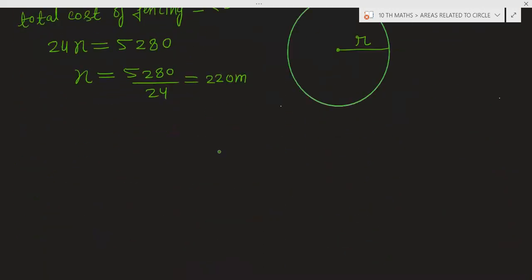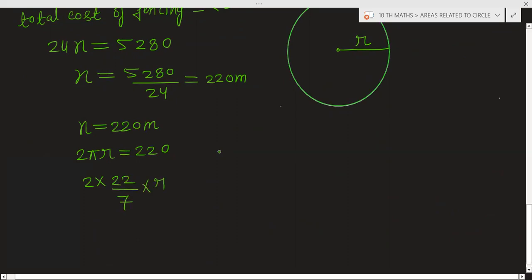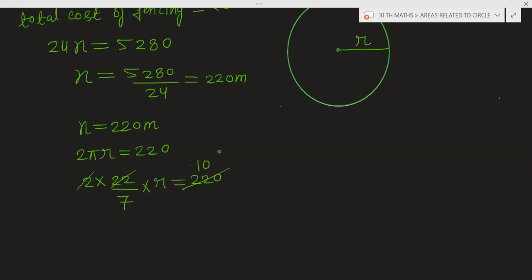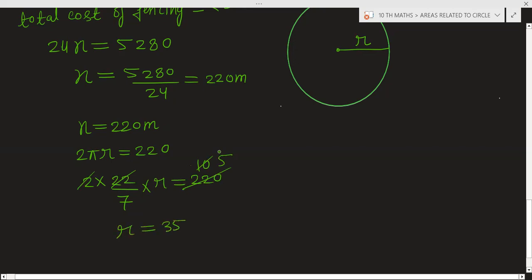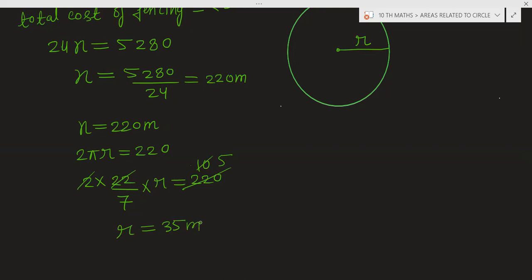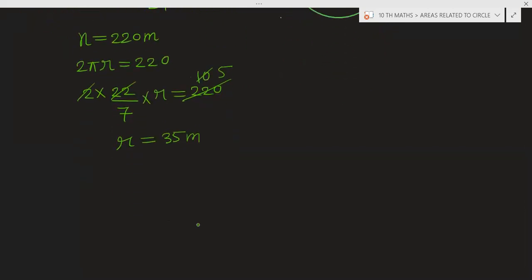So x is equal to 220 meters. Now x is the circumference. Circumference is 2 pi r, equal to 220 meters. Put the value of pi as 22 by 7: 2 into 22 by 7 multiplied by r is equal to 220. Now this cancels out with 10s, and this cancels out with 5s. So the radius will become 7 fives 35, 35 meters.